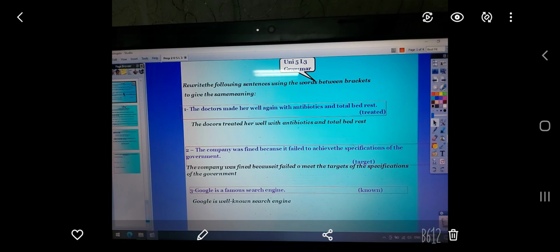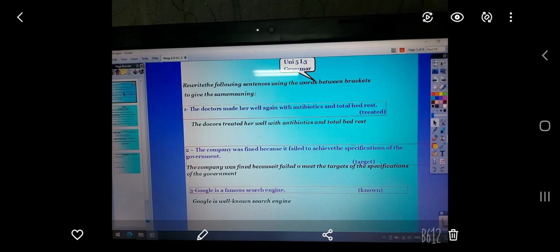Number 2, the company was fined because it failed to achieve the specifications of the government. Use target, as we said before. The company was fined because it failed to meet the targets of the specifications of the government. Number 3, Google is a famous search engine. Use known. So the right answer is: Google is a well-known search engine.